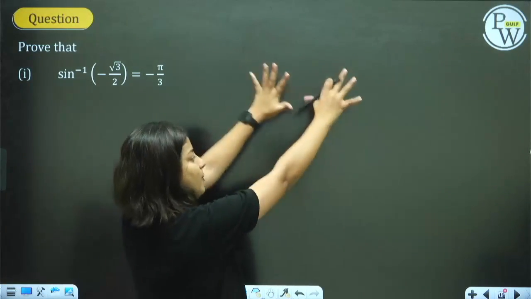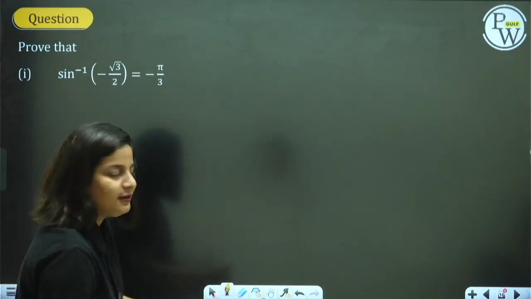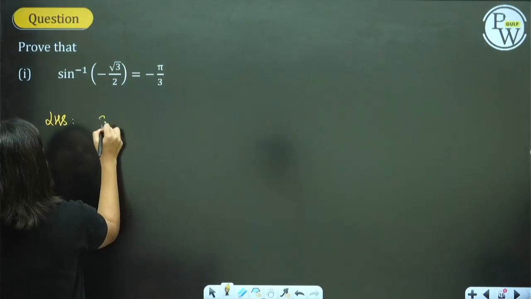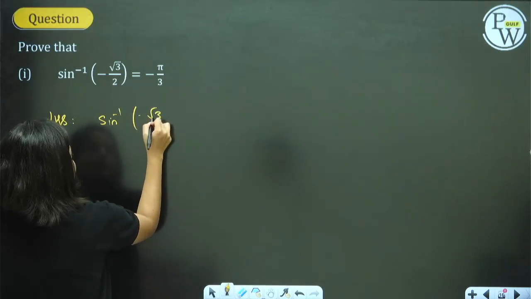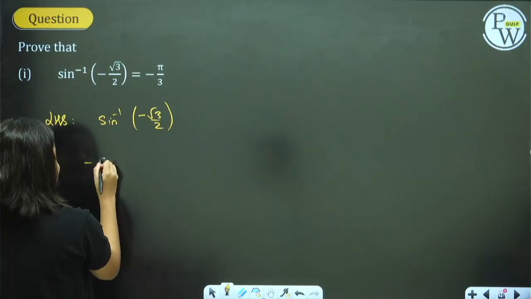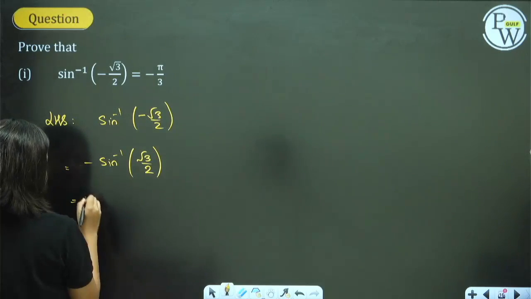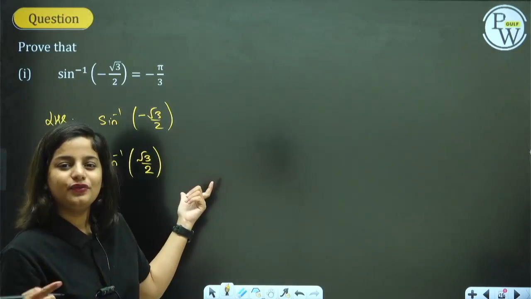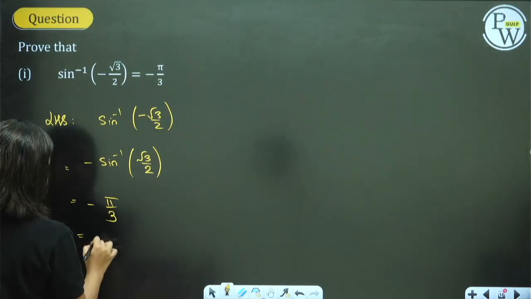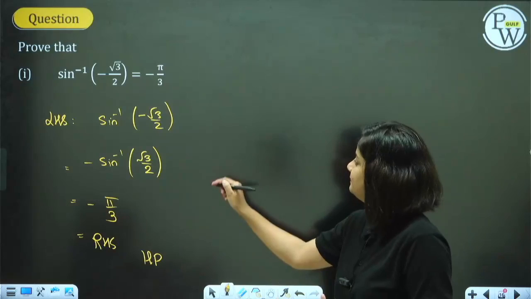Let me do it using properties and then the actual method without using properties, which is a little lengthy. Okay, so if I take the LHS, sin inverse of minus root 3 by 2. Now what is the property? Property 2: minus sign comes out of the inverse and we will be left with root 3 by 2, which is equal to, minus sign is there already, sin inverse of root 3 by 2. When is sin equal to root 3 by 2? At 60 degree. And that's your RHS, hence proved. That's one way. Alright, simple.